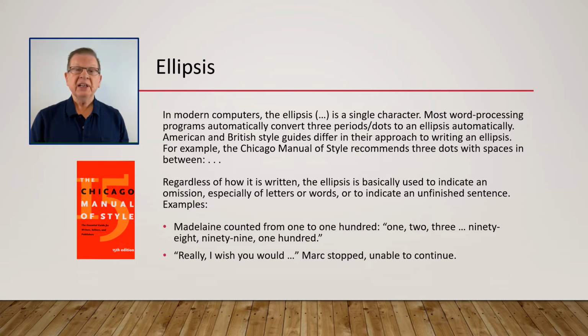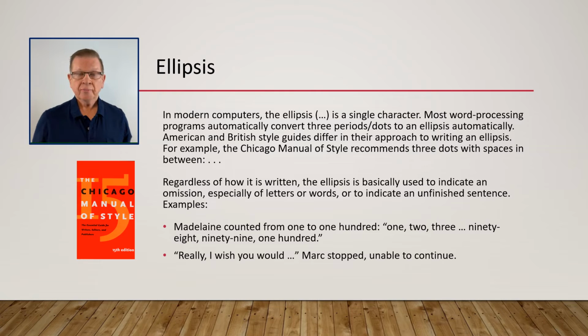Now let's talk about something that you will definitely be familiar with, but may not know its official name: the ellipsis. These are the series of dots or periods we all use to imply that there is more to say without actually saying it. In modern computers, the ellipsis is a single character. Most word processing programs automatically convert 3 dots or periods to an ellipsis.